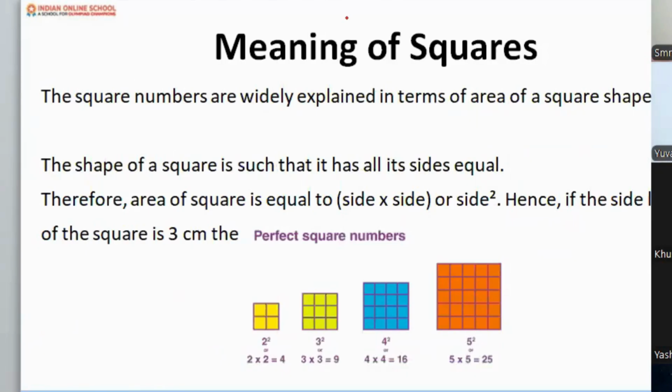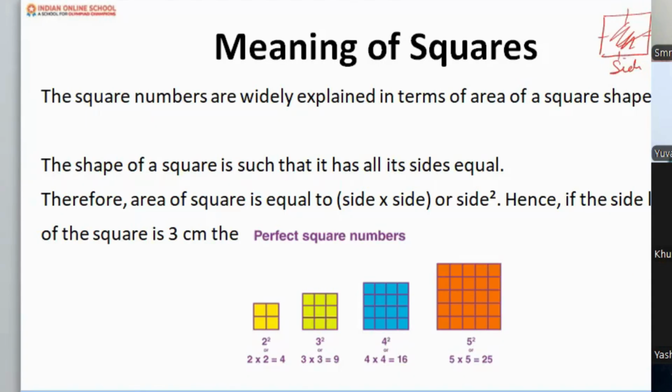Because in geometry, we do have one figure which is known as a square, and in a square, all the sides are equal. Whenever we are supposed to figure out the area of this square, we are just multiplying its side with another side, which means we are finding the side squared. So the area of the square is side squared, where we multiply a side with the side itself. That is the reason whenever any number is multiplied with the number itself, we call it a square.